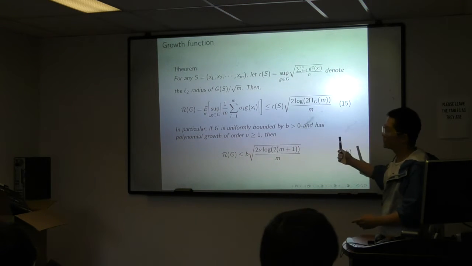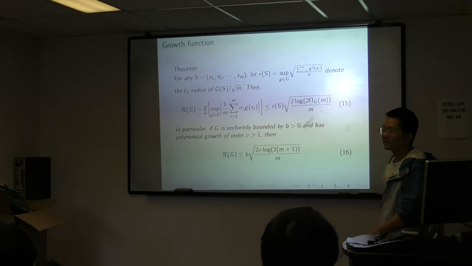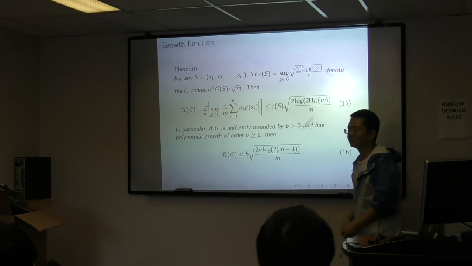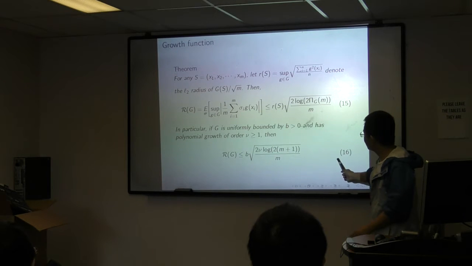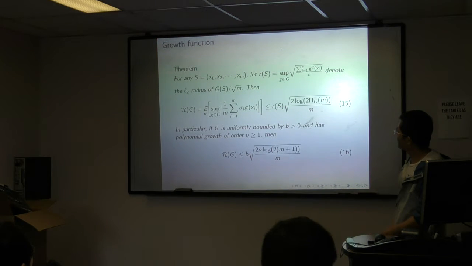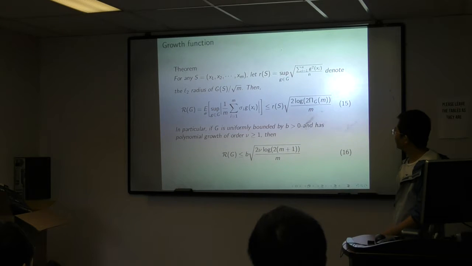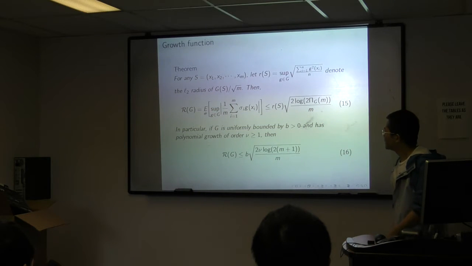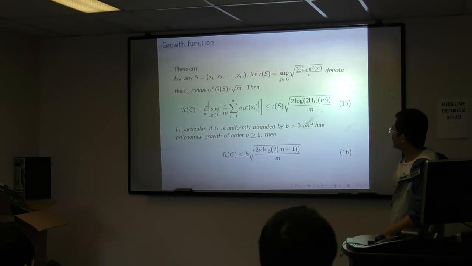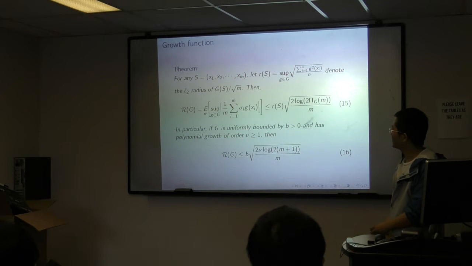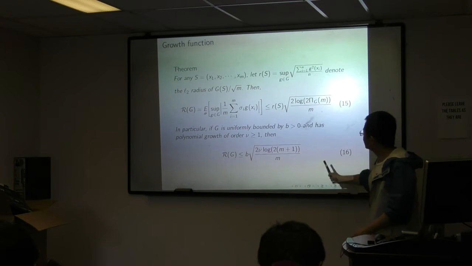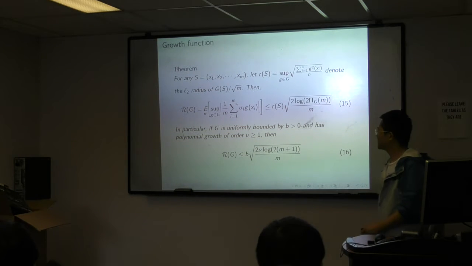I think at first sight this is not very familiar to me because I don't know what the whole stuff means. What is the bound like? Maybe from 16 I get some more intuition. If G is uniformly bounded by B, and the growth function has polynomial growth of order mu, then this inequality becomes like this.